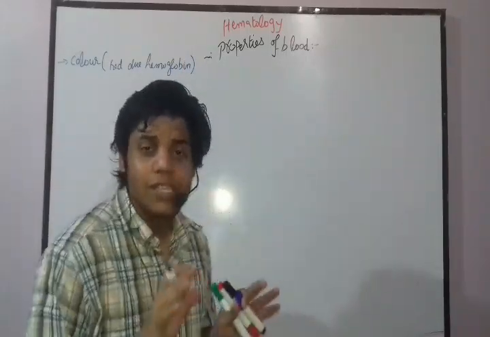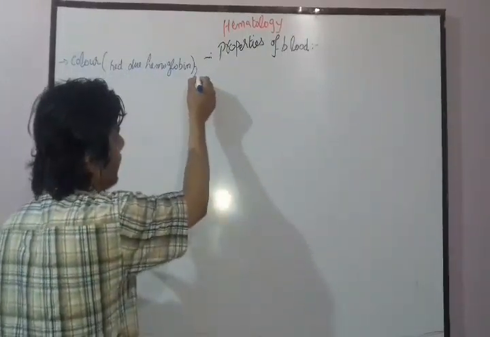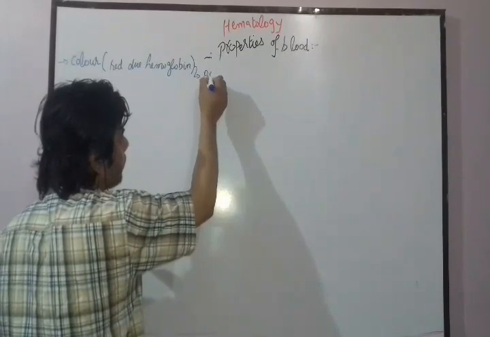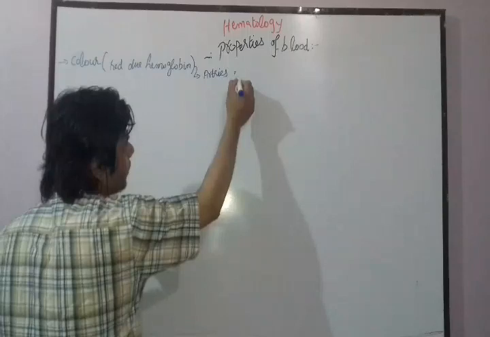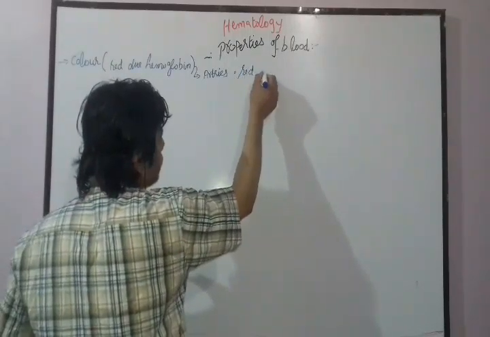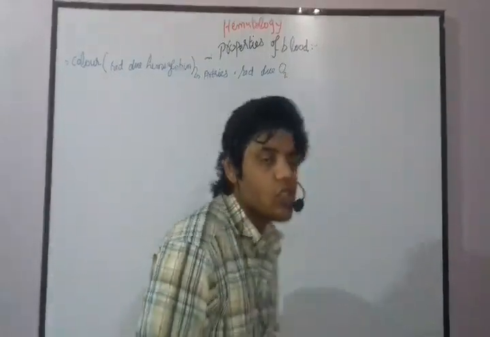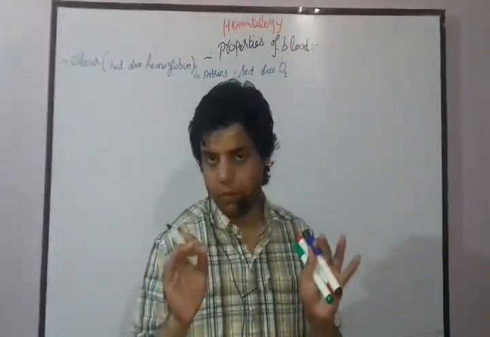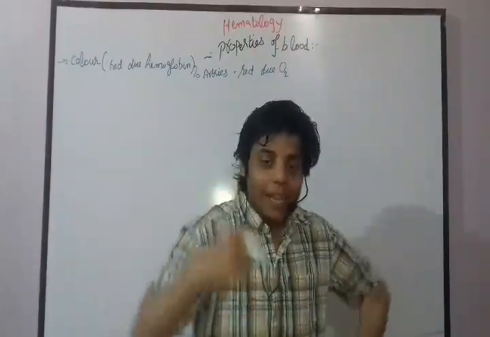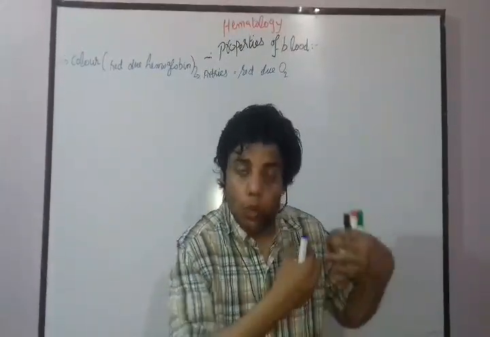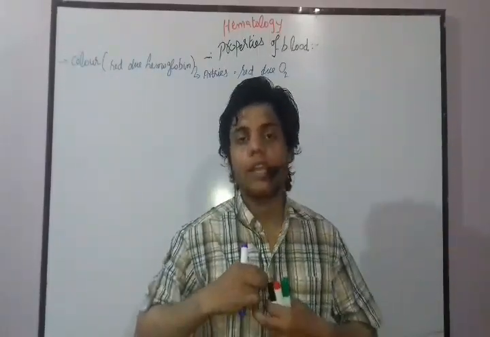The second thing is that if we see arteries, arteries are actually red in color due to the presence of oxygen. So due to oxygen, artery is red in color, because the main function of the artery is that they carry the oxygen from the heart to all parts of the body. That's why artery looks red in color.